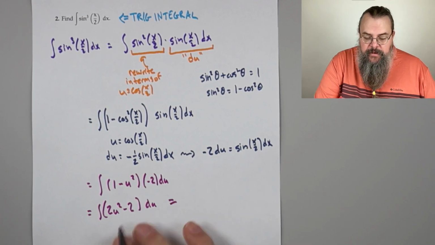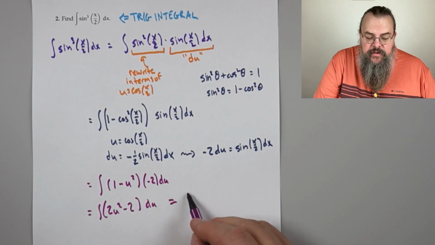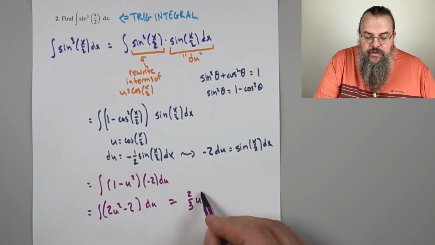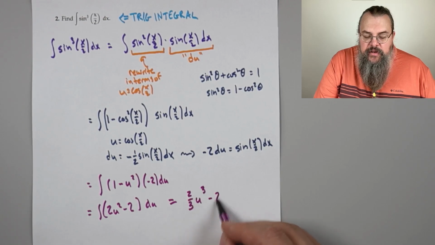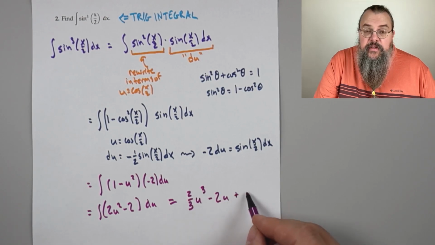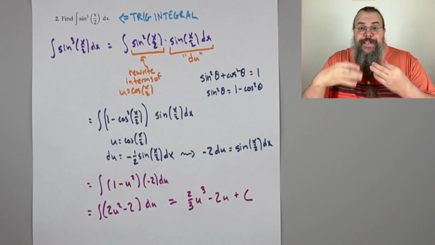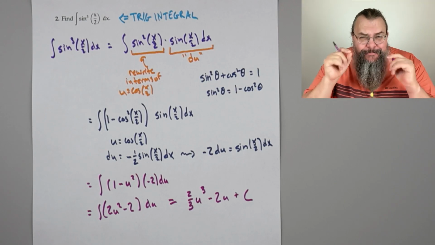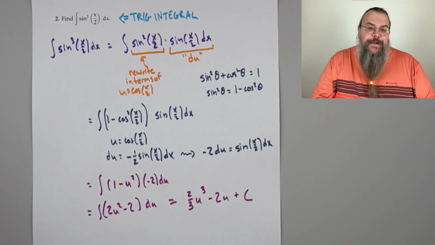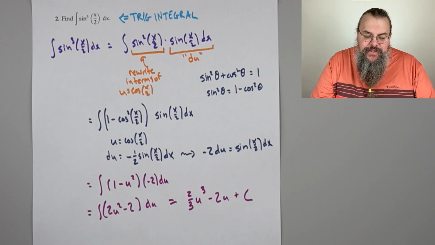okay, I'm running out of paper. I'll move a little bit this way. That's 2/3 u cubed minus 2u plus c. Don't forget, indefinite integral, you need your plus c. There you really go after that. We don't want to give them any chances here.